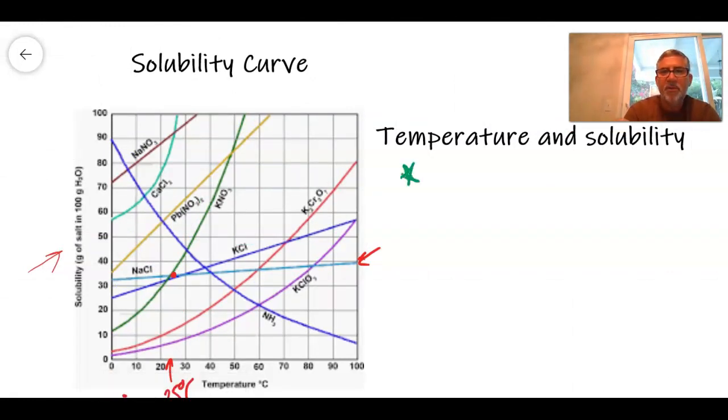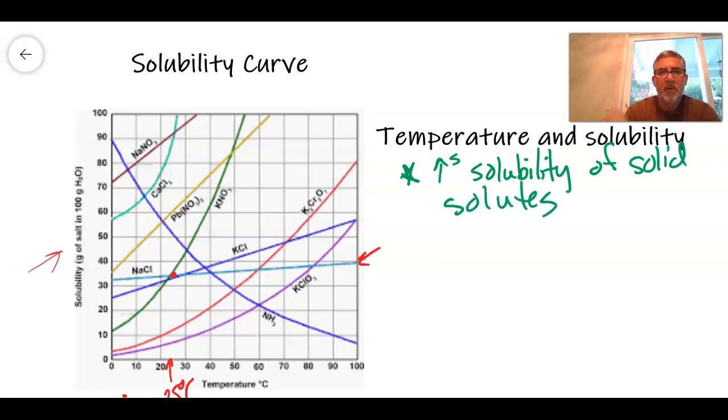So that tells me, when we talk about temperature and solubility, it's important to know that temperature increases the solubility of solid solutes. If you look at a different example here, at room temperature, if we look at NH3, ammonia, I can dissolve about 50 grams of ammonia at room temperature.